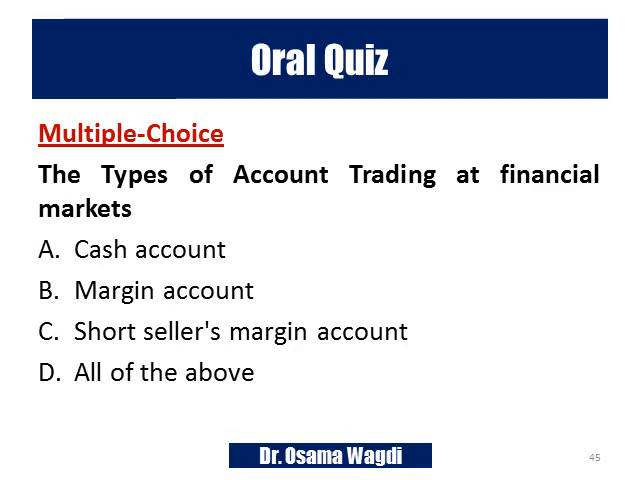Okay, hold your mind with me and think. The types of accounts for trading in financial markets: A. Cash account. B. Margin account. C. Short seller's margin account. D. All of the above is right. Next quiz. Sorry, you can see that all of the above is right: cash account, margin account, and short seller's margin account.